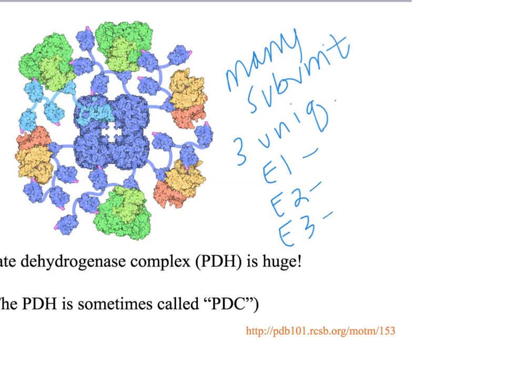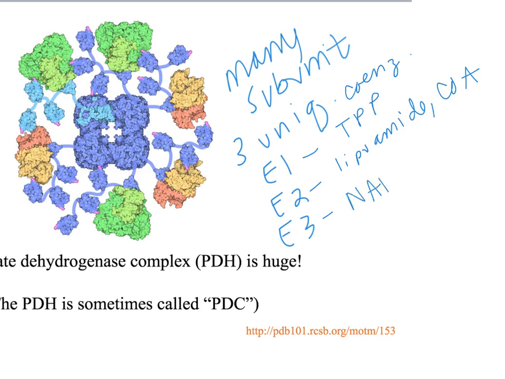So E1 has the coenzyme that we abbreviate as TPP. E2 has the coenzymes lipoamide and CoA, and then E3 has NADH and FADH2. Okay, and so that's 1, 2, 3, 4, 5 coenzymes, almost 2 per subunit, so there's a lot going on, and we're going to draw this.